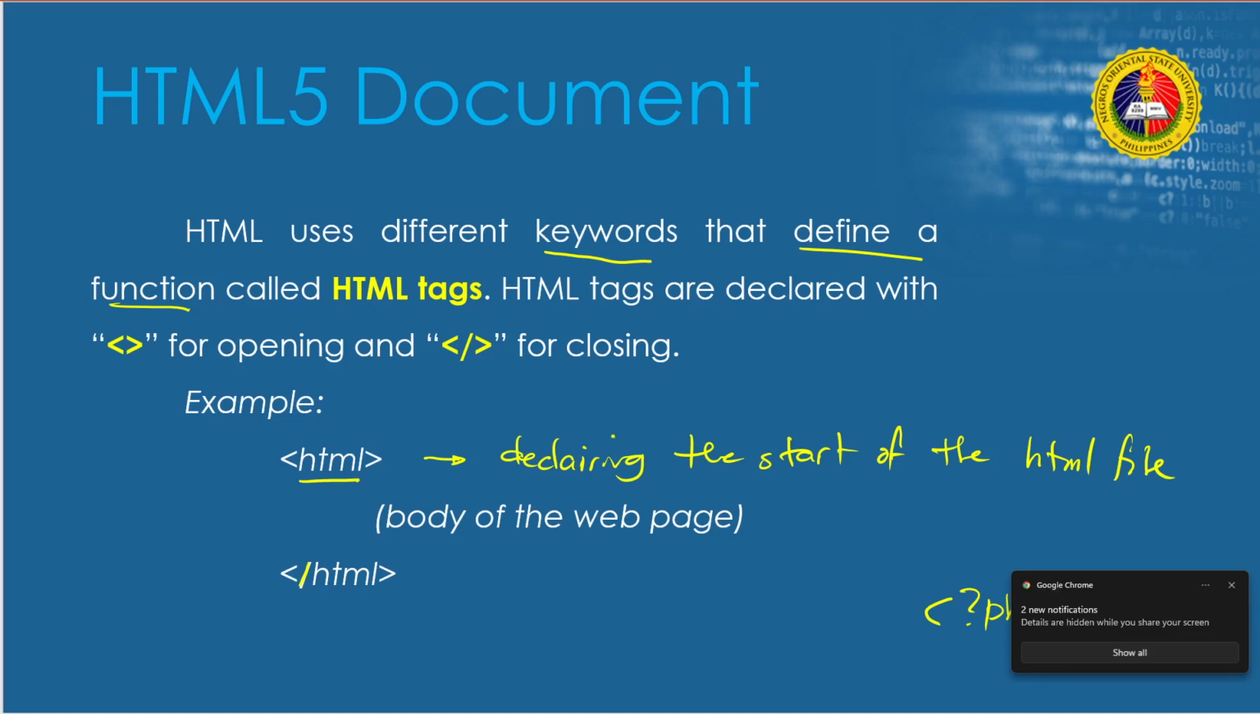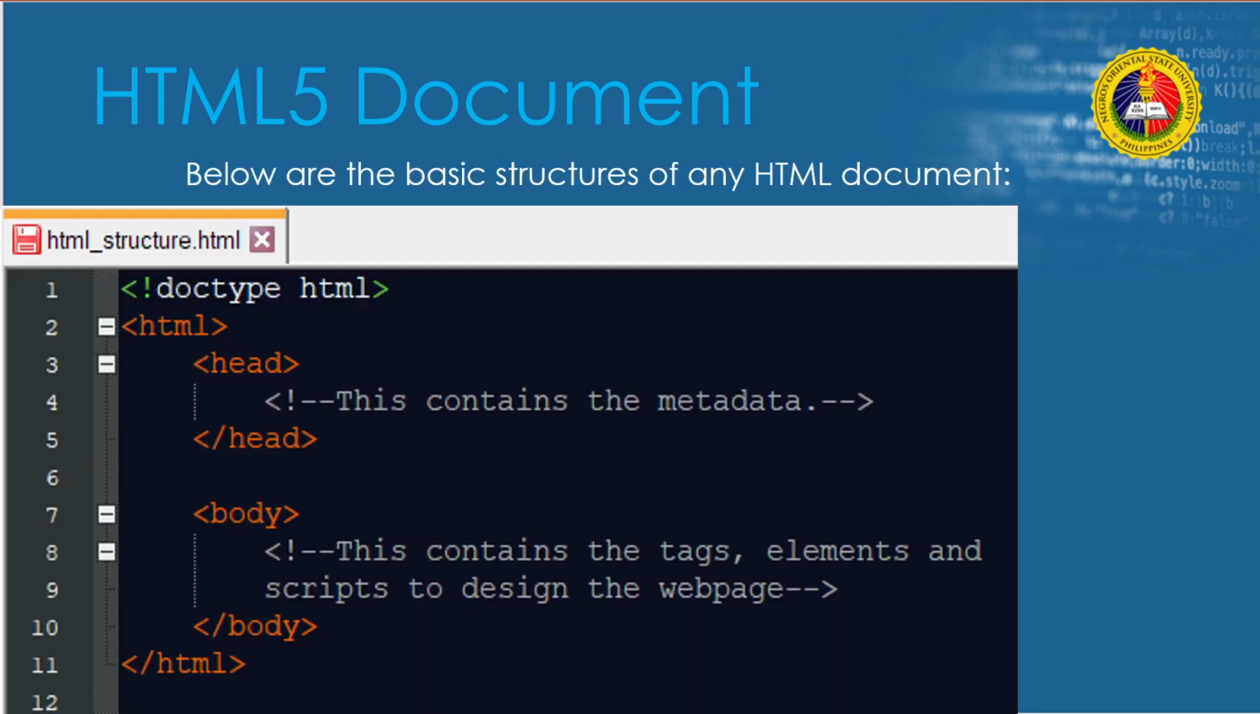Alright, so this is an example of an HTML5 document, and this is the most basic way of starting to create an HTML file. Alright, so first we're going to declare this angle bracket, and then exclamation point DOCTYPE html. This means that we will be using the HTML5 version. Alright, so that means we're going to let the browser know that we will be using an HTML5 version.